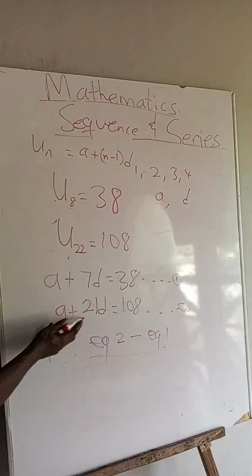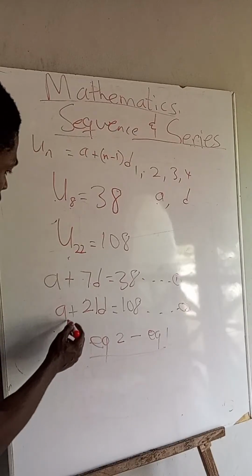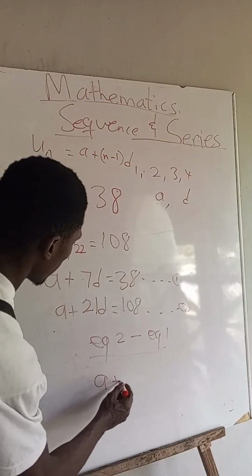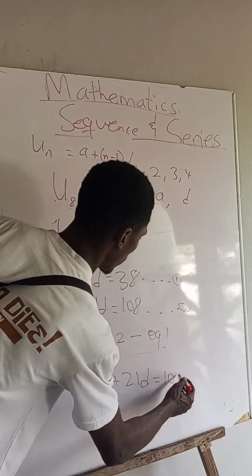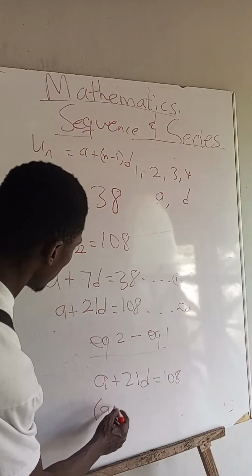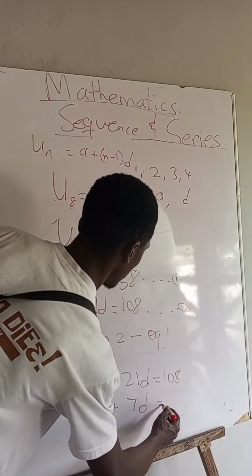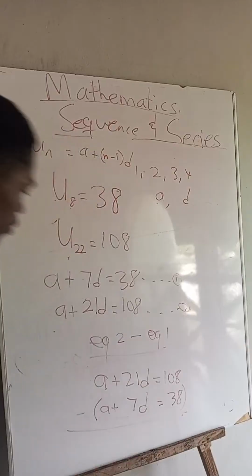Because you see, this is bigger than this. So I want it to be simple as A, B, C, D for us. This one will come first: A plus 21D equals 108. Then the next one will be A plus 7D equals 38. Then we deduct this one from it. That's all. So let's go.